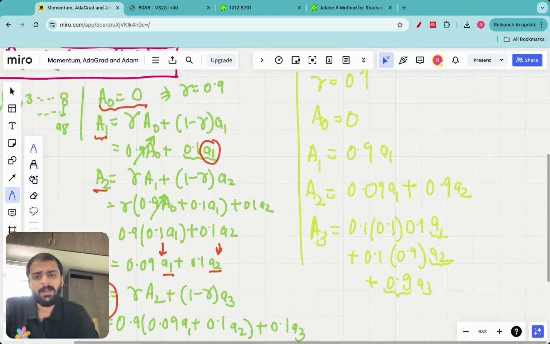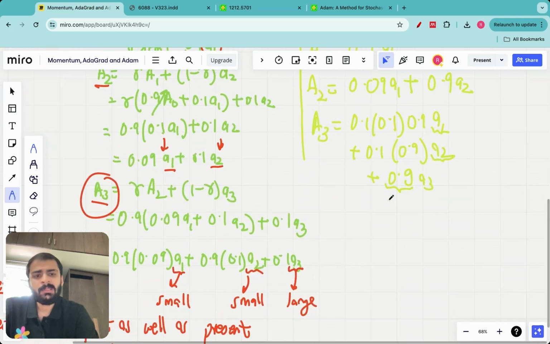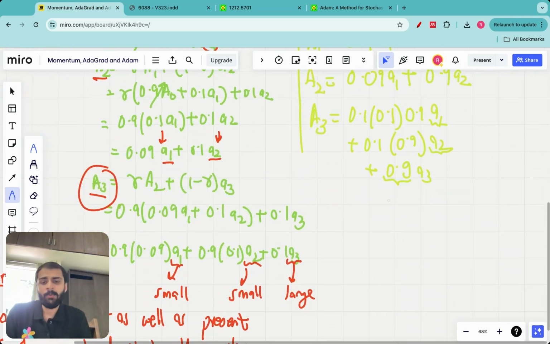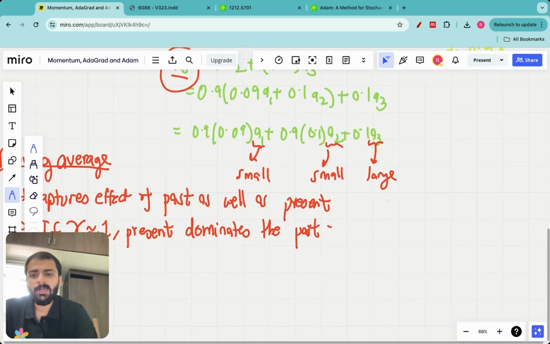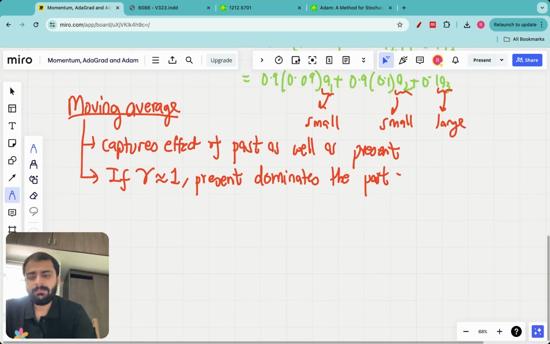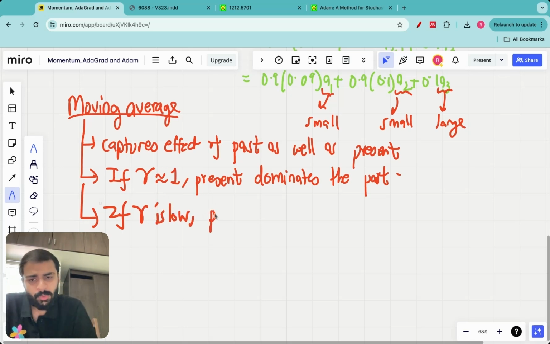But if gamma is low, then the present carries much more importance. So the third conclusion is that if gamma is low, then also the present dominates the past. That is the same.